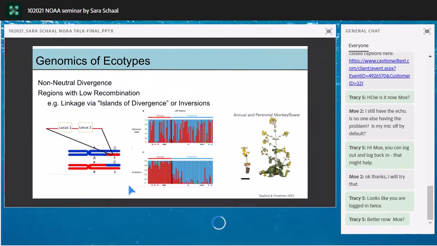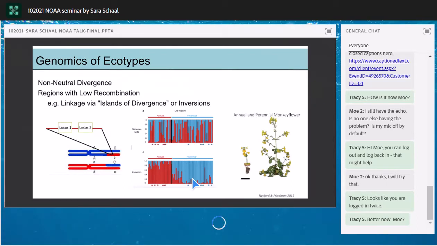Here is a really well-known example of ecotypes, the annual and perennial monkey flower, a terrestrial example. Here what I'm looking at is the genome-wide differentiation, a structure plot. When you look across the entire genome, they look panmictic, they look very similar, but when you hone in on the inverted region in the genome and compare the annual and the perennial monkey flowers, you can see that's where the divergence lies.